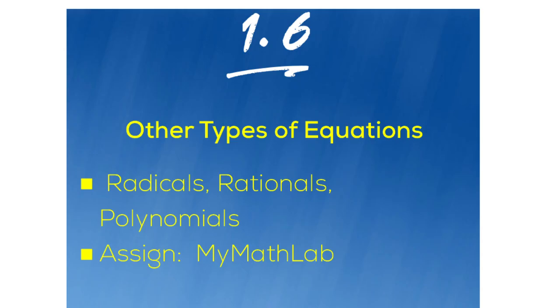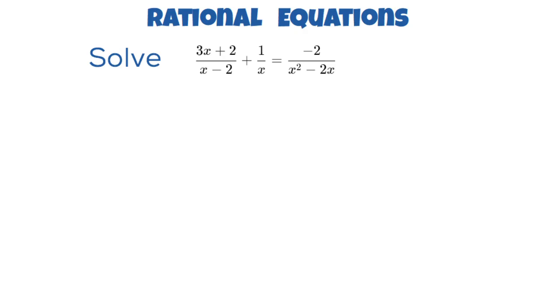How's it going? So we have spent in chapter one a few days on linear equations. We've spent a few days on quadratic equations. So now we're going to throw out there some other types: radicals, rationals, and some polynomial equations today. I'm going to start with a rational here.